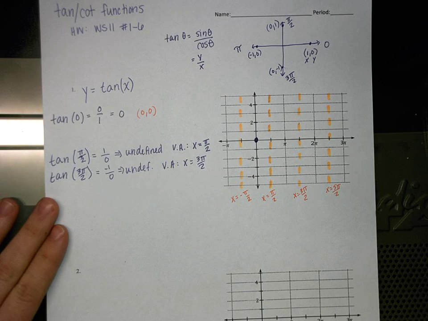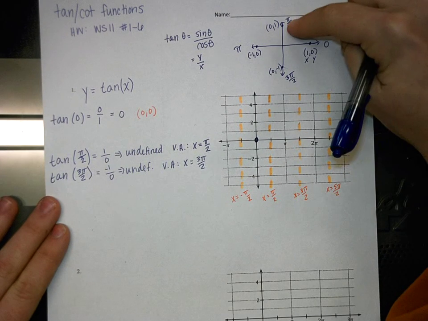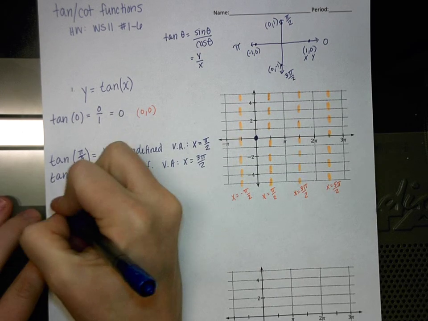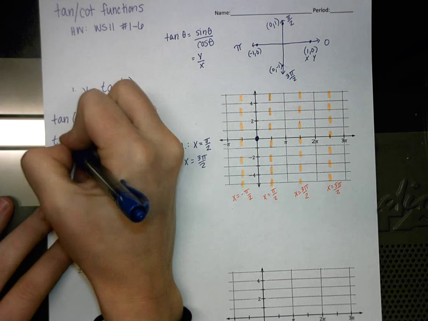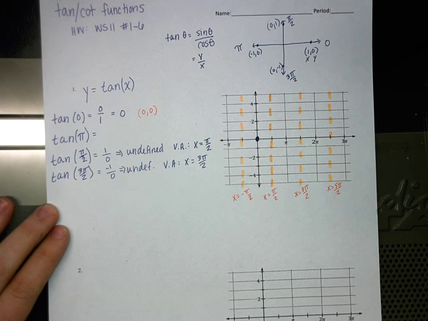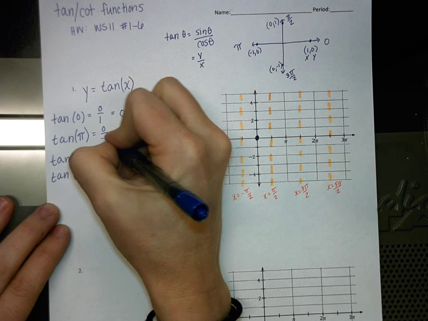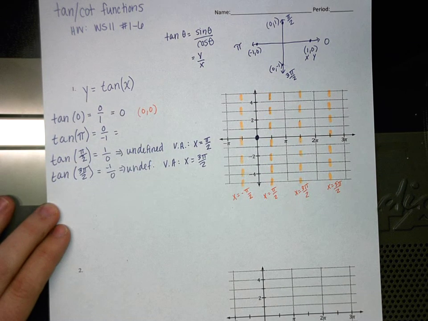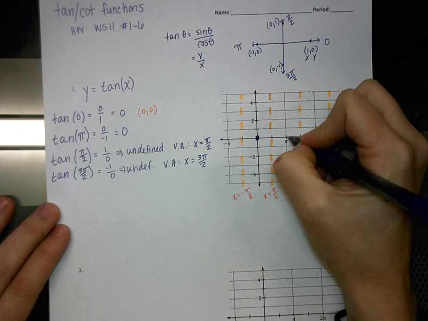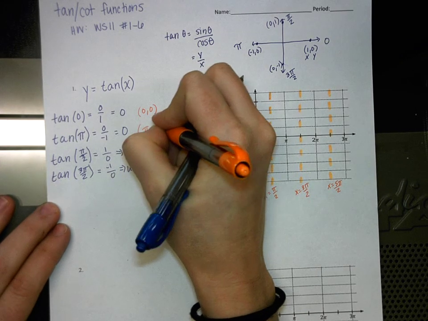Let's find the one that we skipped over. So we did tangent of 0. We did pi over 2. We skipped pi and we went to 3 pi over 2. So let's go back and do tangent of pi. All right, y over x is going to be 0 over -1. What is 0 over -1? 0. So then we get another point at pi, 0.